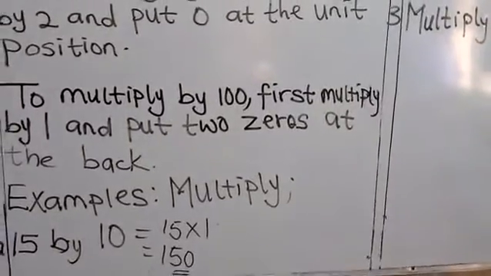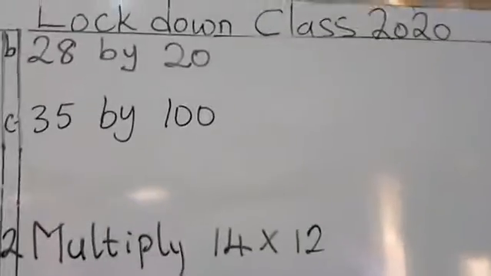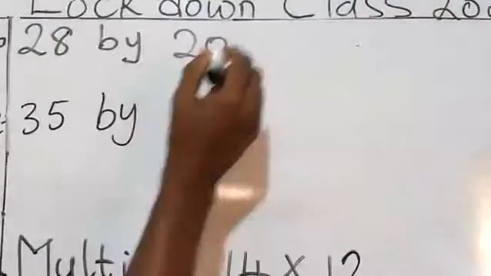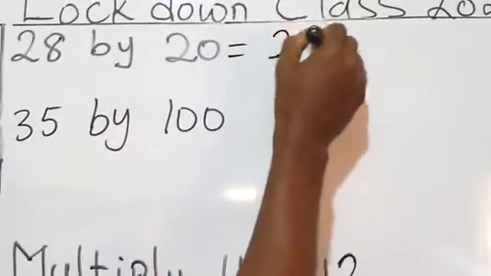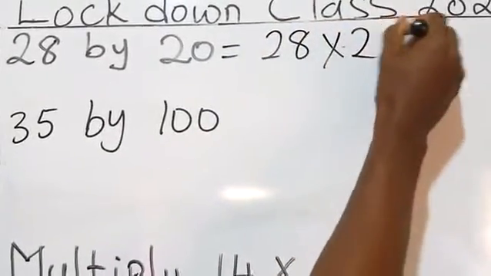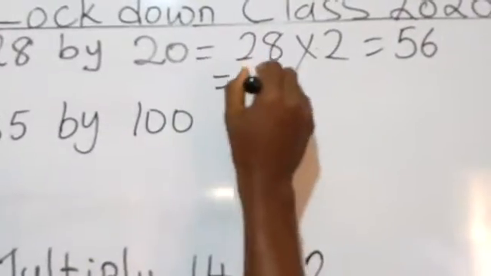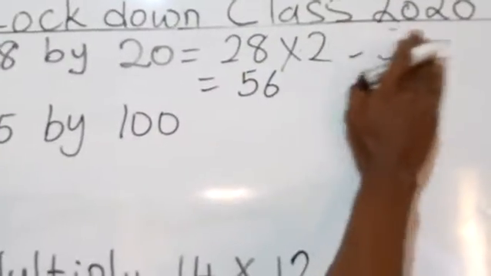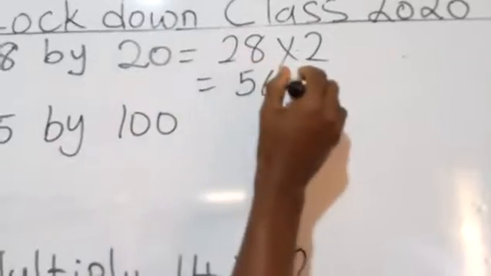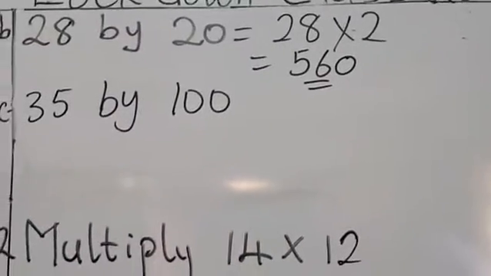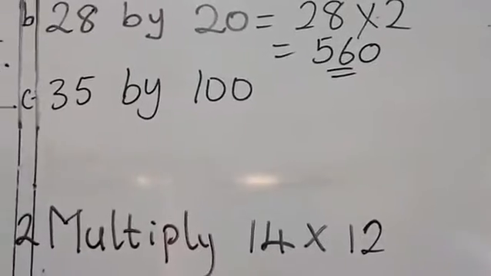Now how about when you're multiplying by 20? Here it says we should multiply by 2 first, then we put the 0 at the back. So let's get started. We have 28 times 2, which is equal to 56. Okay, let's put it here. 56, and then we add our 0 to give us the answer 560. Very easy way to solve when you're multiplying by 20.